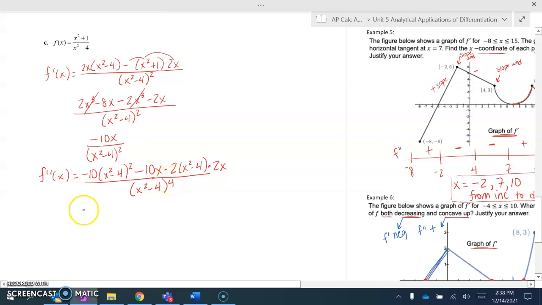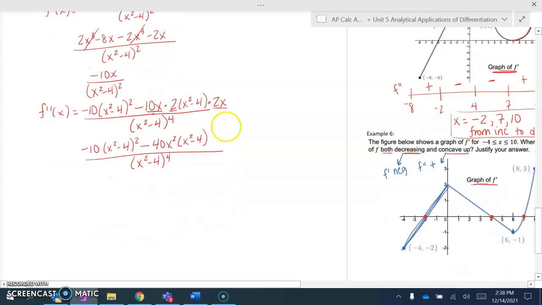So at this point, I'm going to get all those what I call loose ends together. So I have a 10x, a 2, and a 2x. So that's going to be negative 40x squared, and then that x squared minus 4, all over that guy. Okay, so if I pull out a GCF, I'm going to do negative 10 and x squared minus 4 to the 1. So what's left from this first piece here is an x squared minus 4. Now, if I take out a negative 10, what's left here is a positive 4x squared, and I took the x squared minus 4. So I'll bring back the denominator in 1 second here.